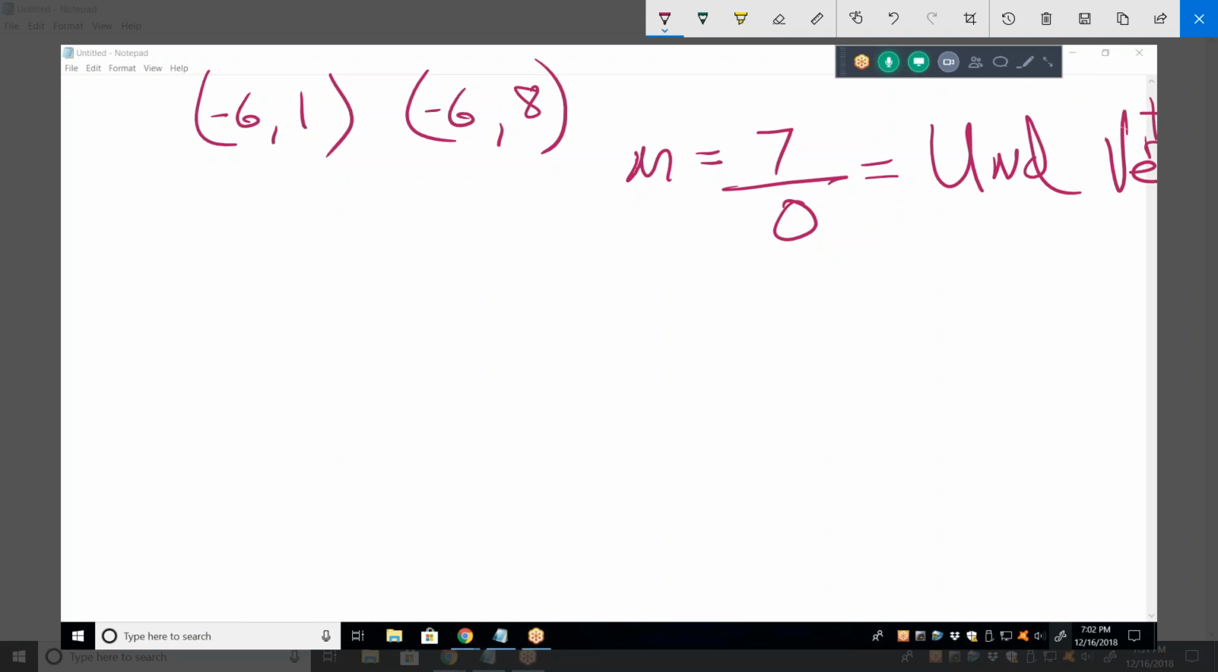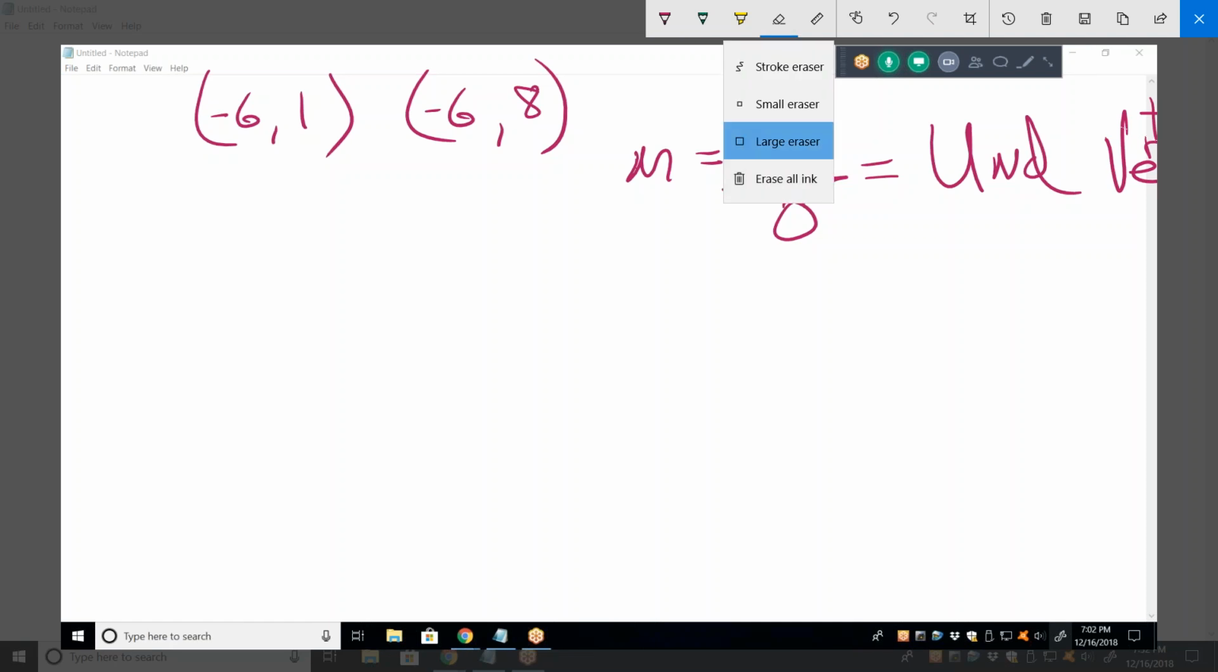The line that's perpendicular to that would have what kind of slope? A horizontal slope, so like 0 over 7. Just 0, yeah. In other words, anytime you have 0 in the numerator and anything but 0 in the denominator, it's 0.